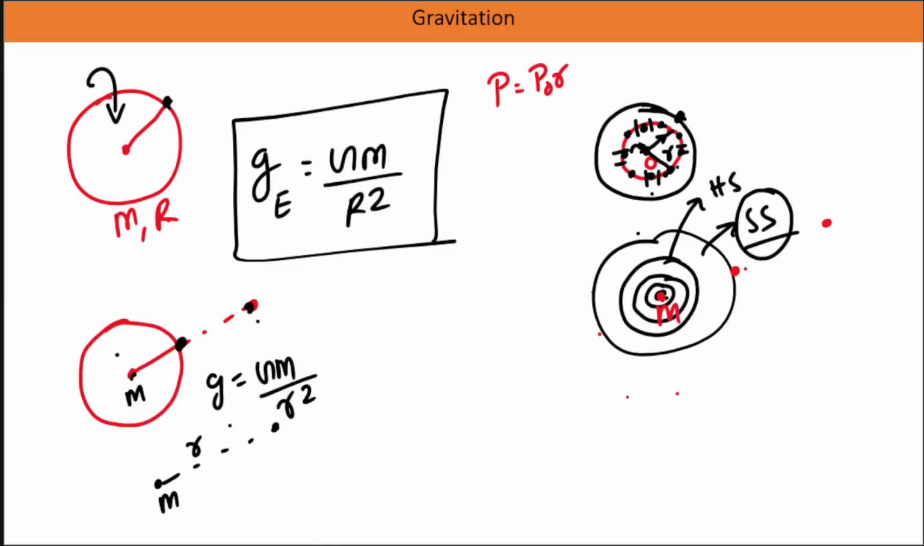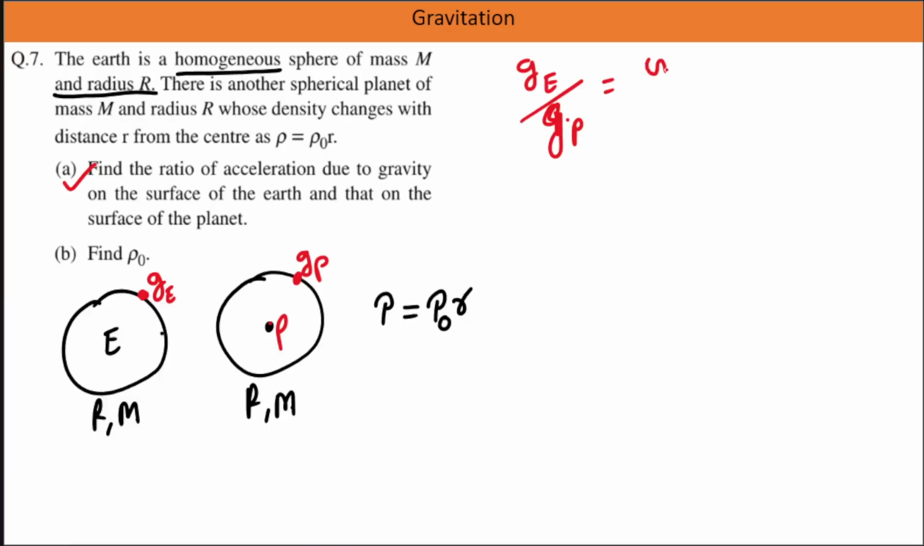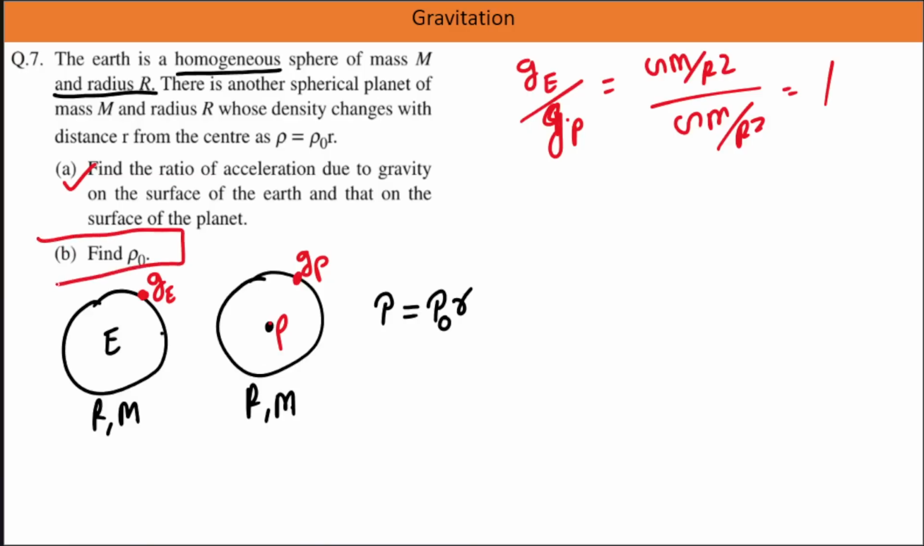So for the surface, if I calculate, what will I write? GM by R square. So we are getting the same value, right? So this is also GM by R square, this is also GM by R square, and thus we will get 1. Okay. I will show you through integration also how this g will be GM by R square, but before that let us calculate this rho naught.